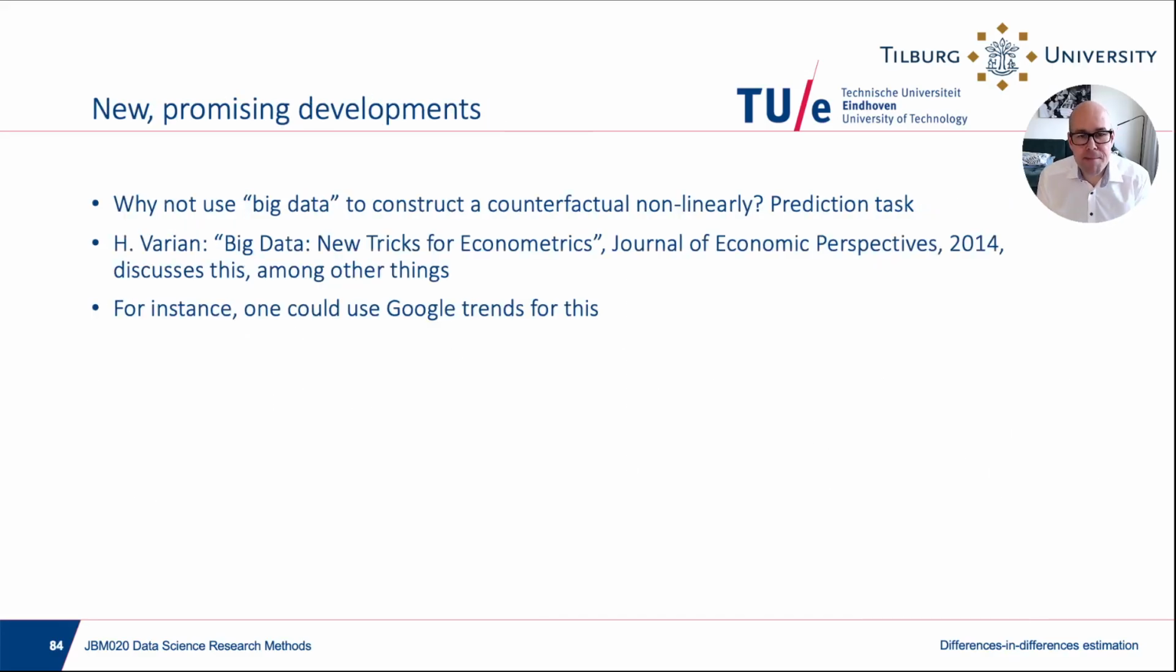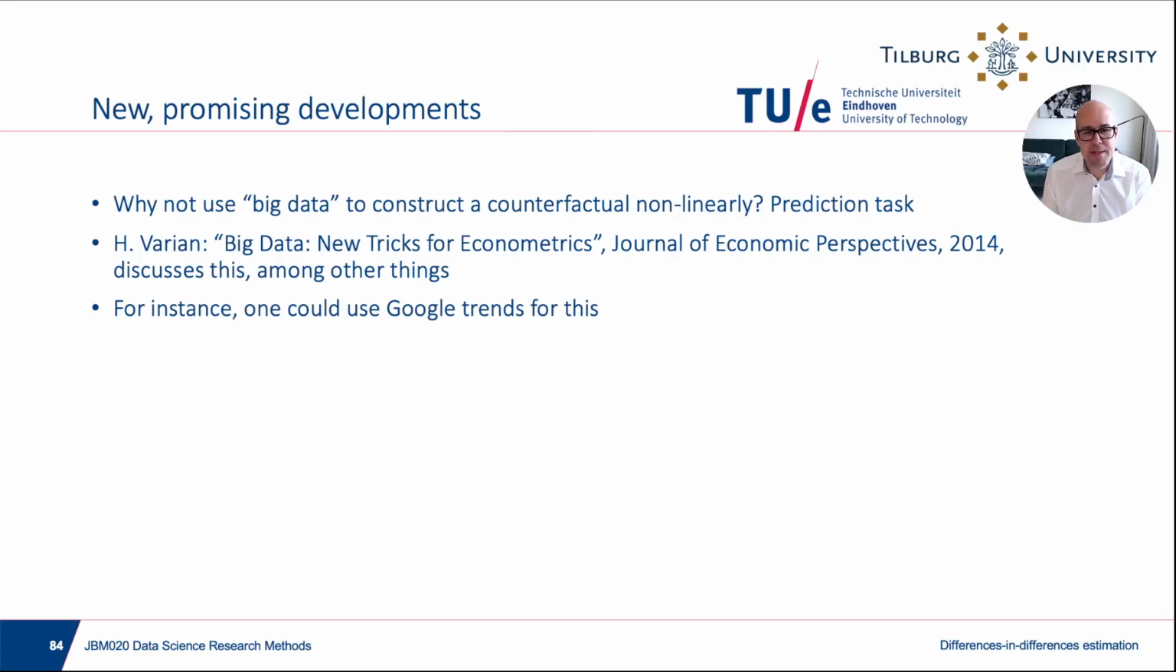What else is happening? Well, there are new promising developments, and this has to do with machine learning and data science, after all. So the question: why not use big data to construct a counterfactual nonlinearly? After all, big data is good for making predictions, and we have all kinds of methods that are constructed for that. This is advocated in a recent, well, not so recent anymore, paper by Halvarian. I've put the reference here. It's a nice read, so I can warmly recommend reading that. It's a light read. It gives you a bit of a bigger perspective on what is happening and how this could be useful.